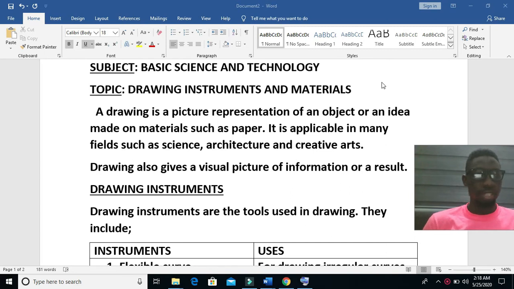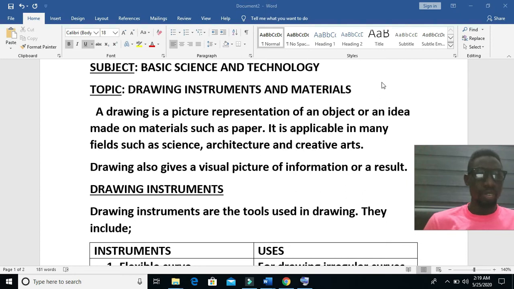A drawing is a picture representation of an object or an idea made on material such as paper. What this definition is simply saying is that representing an object or an idea as a picture on a paper is what drawing is all about. So drawing is defined as a picture representation of an object or an idea you've conceived, something you're thinking about in your head, putting it as a picture on material such as paper. That is what drawing is all about.